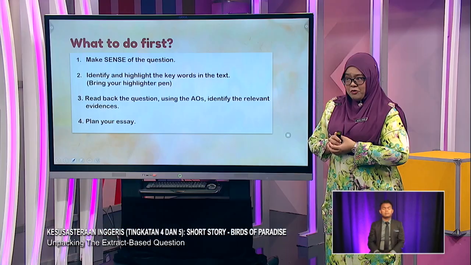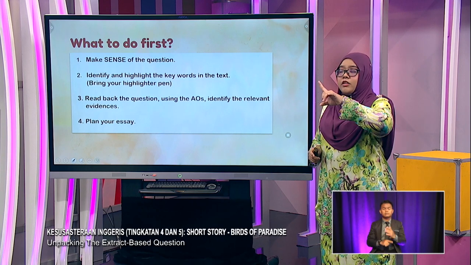We're supposed to focus on reading back the question using the AOs. And last but not least, planning the essay. I'm very curious to ask more on this. When you say plan your essay, how many words should a student write or how many paragraphs? What would you recommend, teacher? Okay, so many people ask us this. There is actually no limit of words. But there's a limit of time.